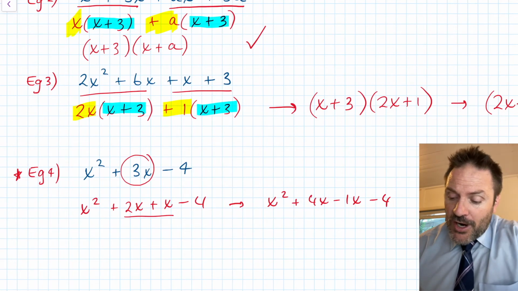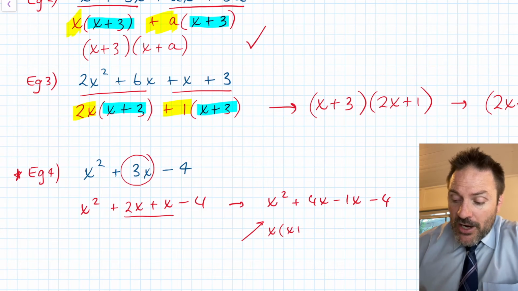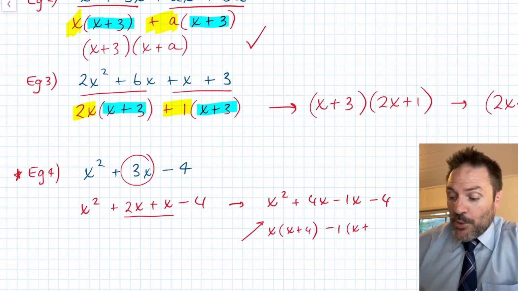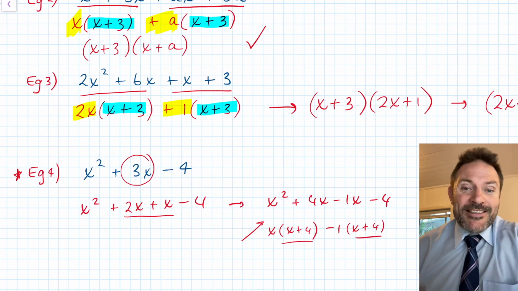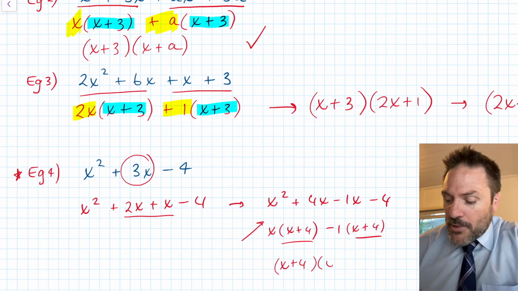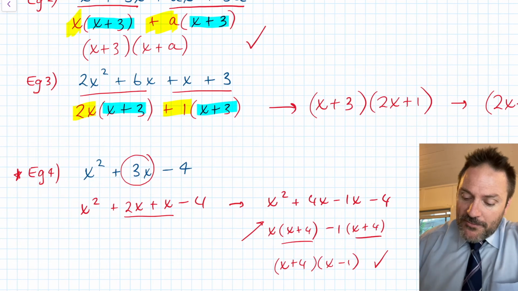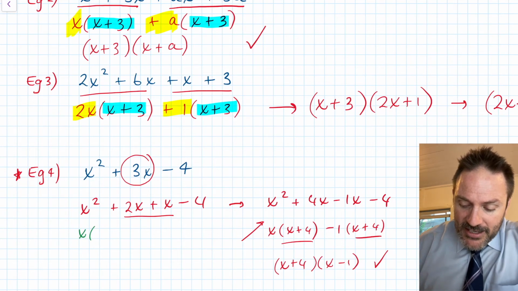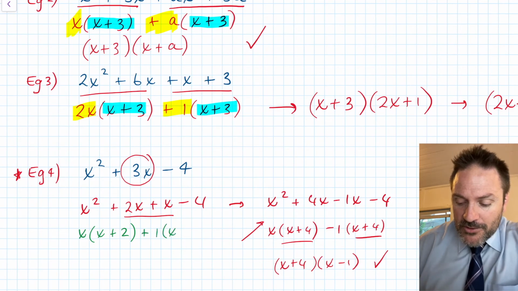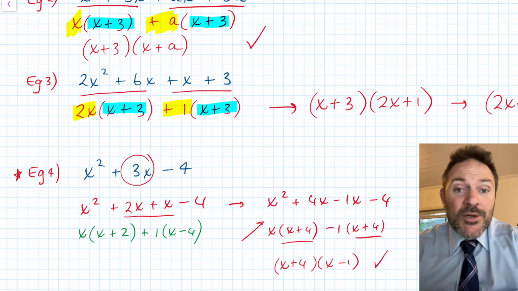Now, if I look at this, I know that this one is the one that I'm going to look at, because if I factorize this, I get x plus 4. If I take a minus 1 out, I have x plus 4. I get the warm fuzzies because those brackets are the same. So I have x plus 4 at the front, and I have the x minus 1 inside the brackets, and it works out nicely. Whereas had I looked at that first one here, x goes outside of x plus 2, and 1 goes outside of x minus 4. Do you see the problem with that one? The brackets are not the same. We can't do anything with it.